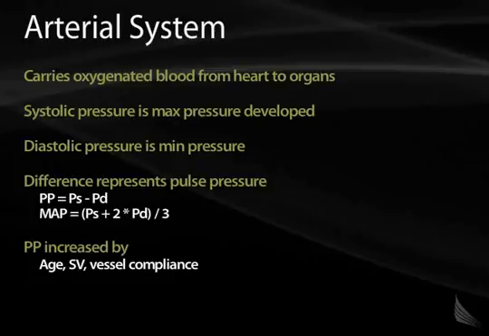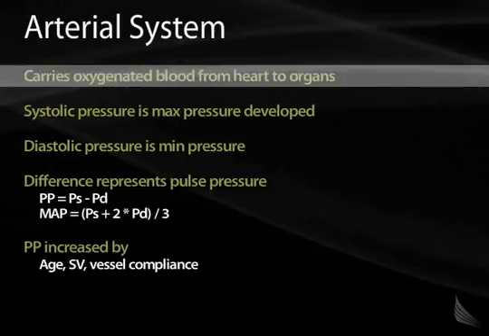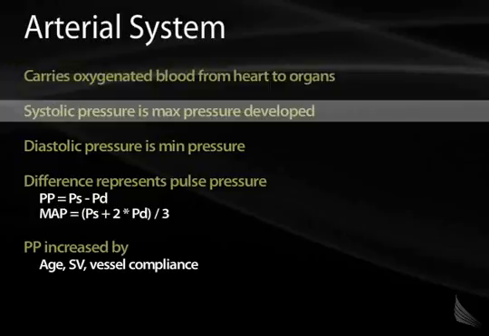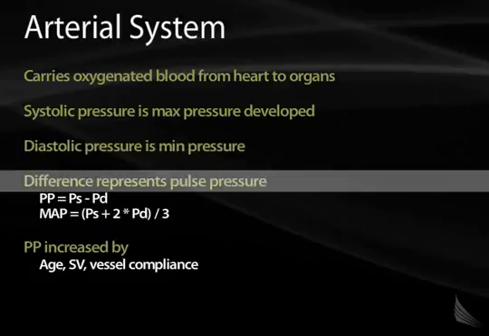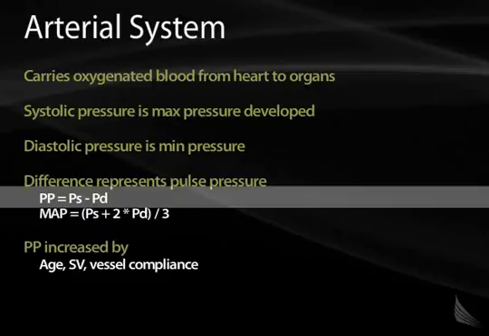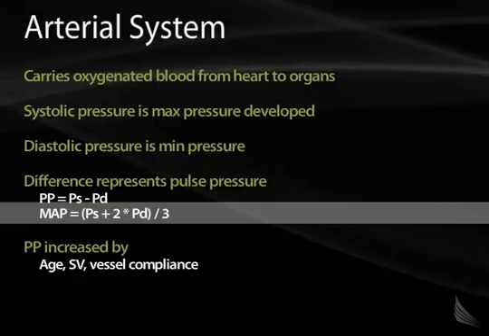The arterial system is responsible for carrying blood with oxygen from the heart to the peripheral organs. The systolic pressure is the maximum pressure, the diastolic pressure is the minimum pressure. The difference between these two pressures is the pulse pressure. Pulse pressure is equal to the systolic pressure minus the diastolic pressure. The mean arterial pressure is calculated by the systolic pressure plus 2 times the diastolic pressure. This entire term is divided by 3.